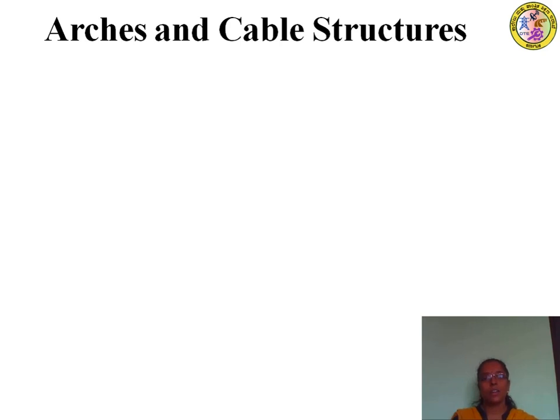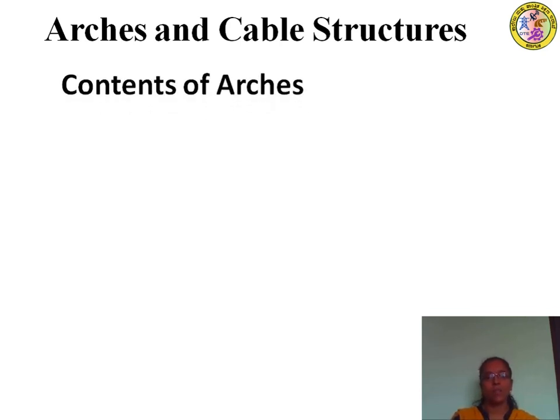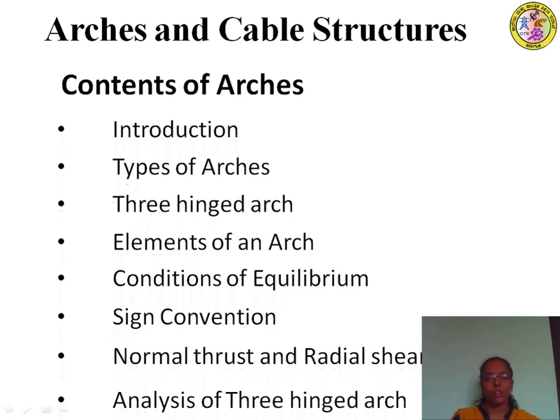The contents are divided into two parts. First we shall learn about arches and then we will take up cable structures. First let us take up the contents of arches. In this we are going to learn about introduction, the different types of arches, three-hinged arch, elements of an arch, the conditions of equilibrium that are to be applied, the sign convention to be followed, normal thrust and radial shear, and analysis of three-hinged arch.